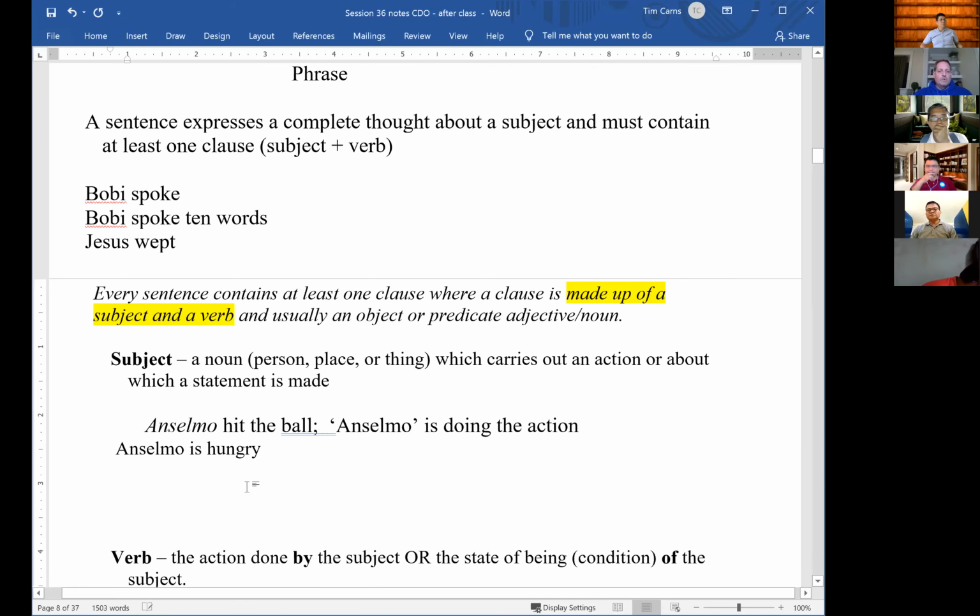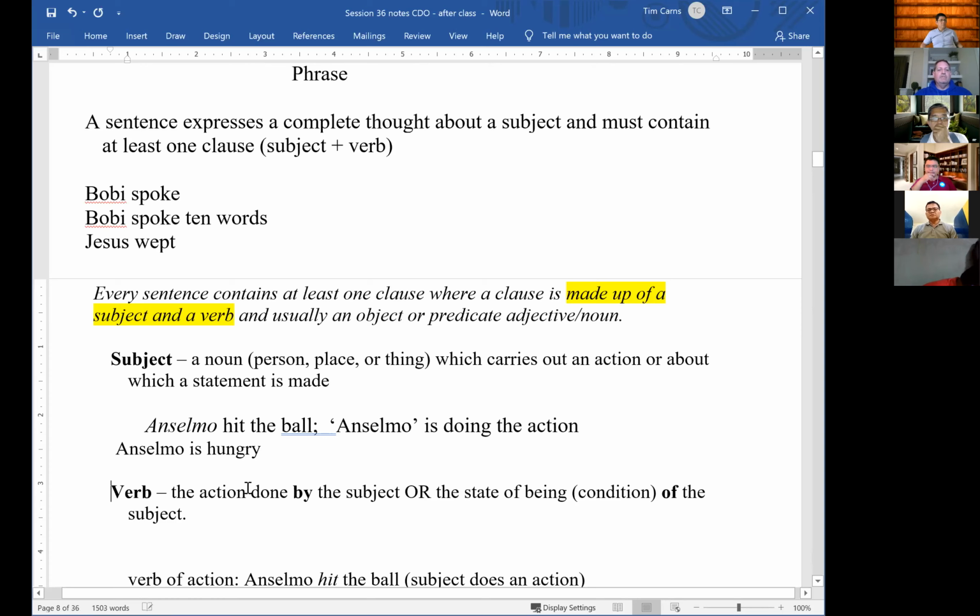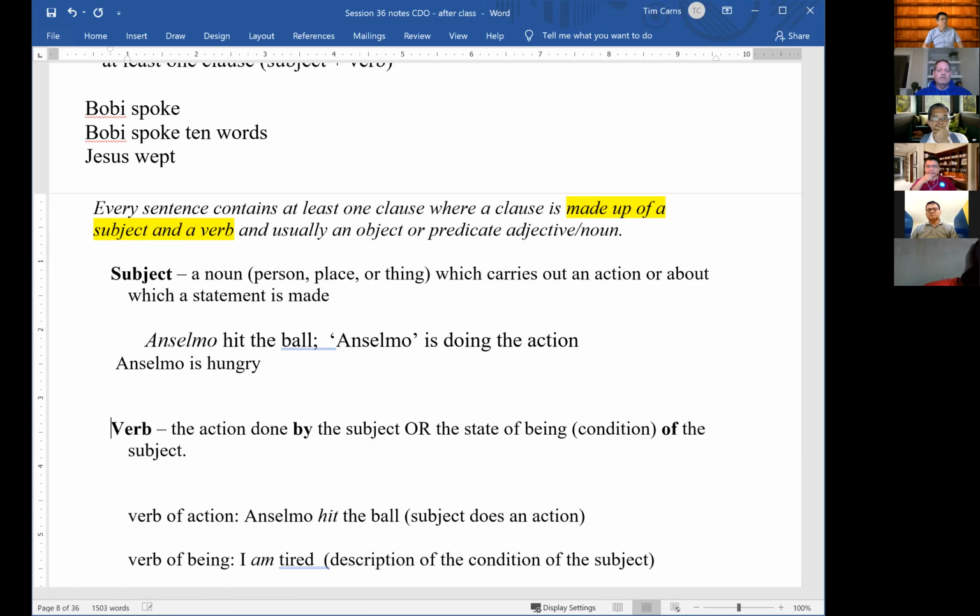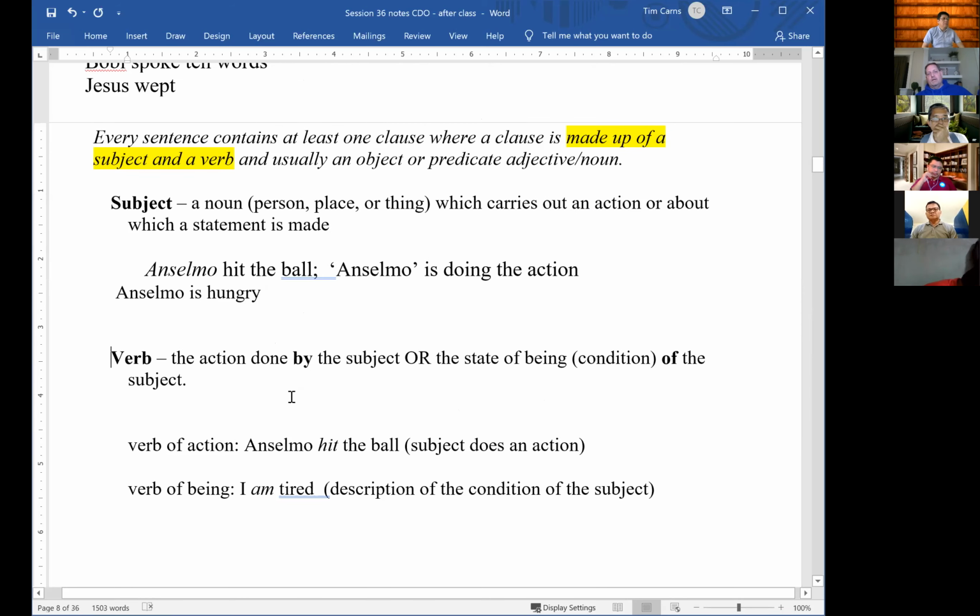And then coincident with that, to have a sentence, you must have a subject and a verb. Now, the verb is, as we talked about already, either an action being done by the subject or the state of being of the subject. So again, Anselmo hit the ball. That's a verb of action. I am tired. That's a verb of being. We discussed that last week.